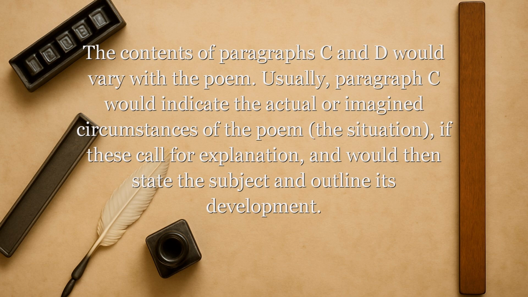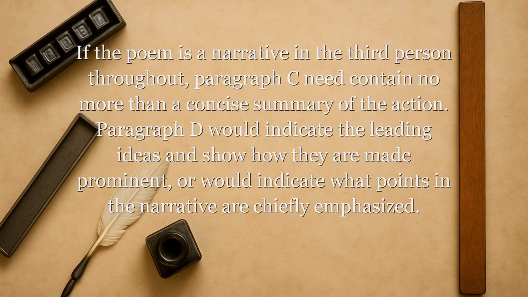The contents of paragraphs C and D would vary with the poem. Usually, paragraph C would indicate the actual or imagined circumstances of the poem, the situation, if these call for explanation, and would then state the subject and outline its development. If the poem is a narrative in the third person throughout, paragraph C need contain no more than a concise summary of the action. Paragraph D would indicate the leading ideas and show how they are made prominent, or would indicate what points in the narrative are chiefly emphasized.